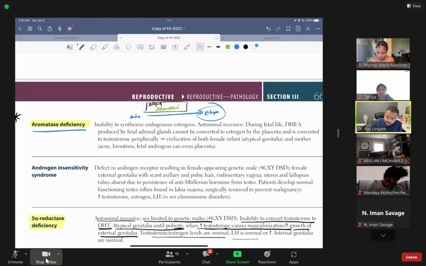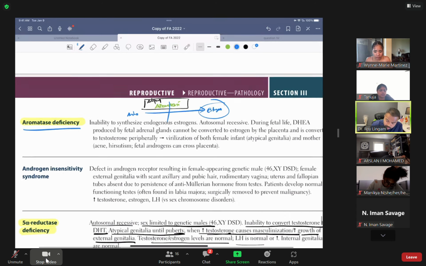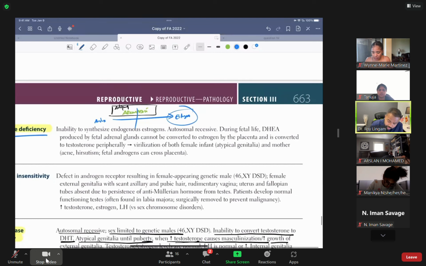Here, you have aromatase deficiency. If you have aromatase deficiency, technically, we cannot produce enough estrogen. Is that clear, folks? Now you could see here, inability to synthesize endogenous estrogens. Okay, we cannot produce estrogen, autosomal recessive.